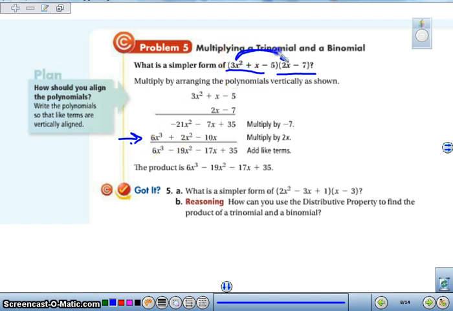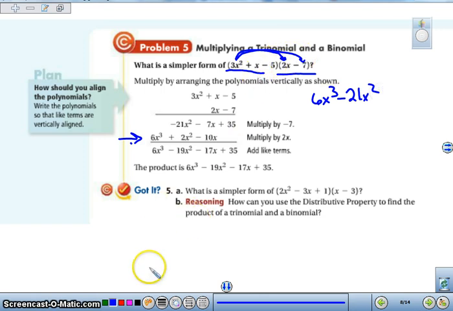Next, you're going to take 3x squared times negative 7. If we take 3x squared times negative 7, if we look at that, we're going to distribute it. So we have 6x cubed. Then you have 3x squared plus negative 7. So that's going to give us a negative 21x squared.